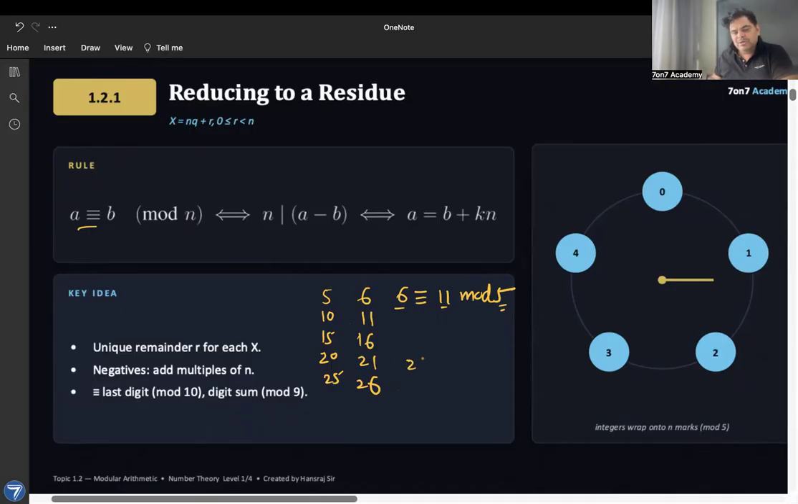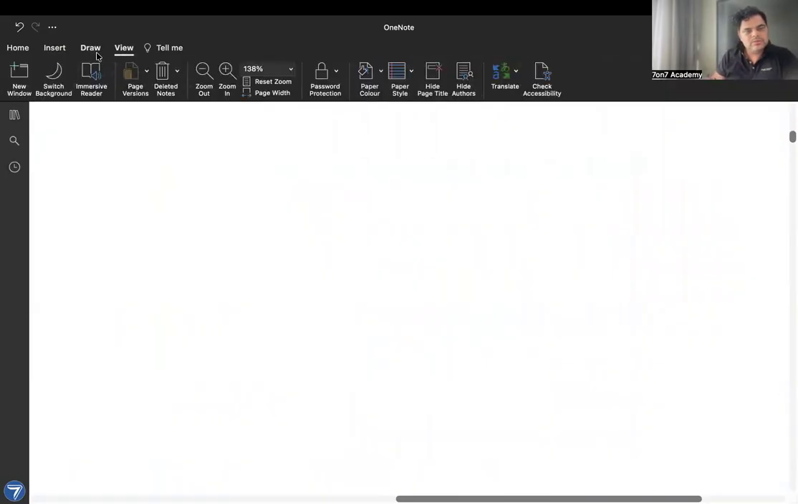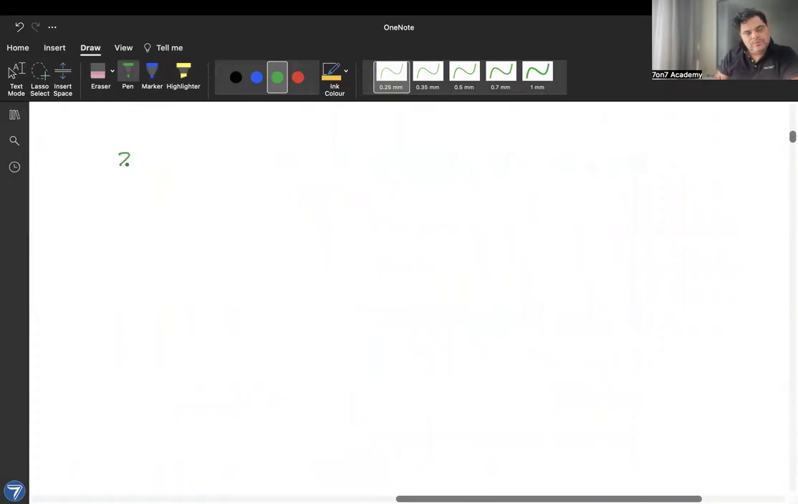So, Dhruv, can I write 21 congruent to 26 mod 5? Yeah. Okay. Let me write it here instead. So if I have 21 congruent to 1 mod 5, agree, is it true?